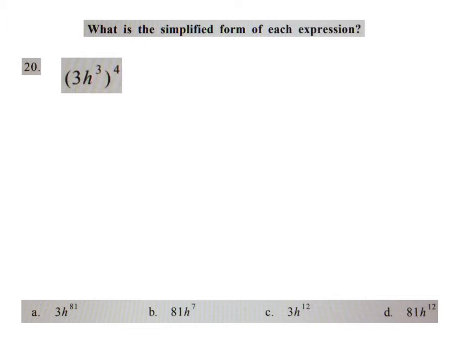Okay, so essentially the big idea with this one is that you're taking 3h cubed and you're multiplying it together 4 times. That means that, let's just write it out. We'll talk about what the rule is. That's like 3 times h, times h, right?